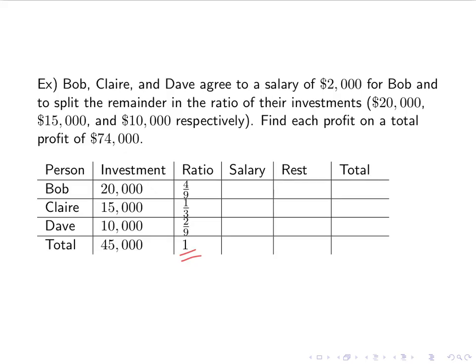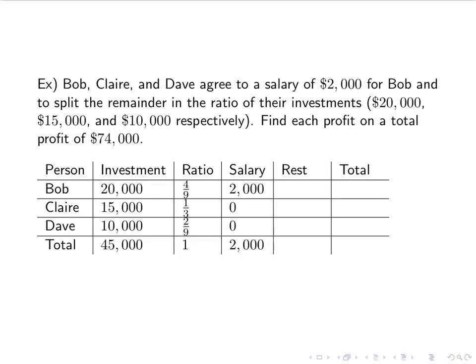So once we found the ratio, the next thing we're going to do is look at the salary. So the salary is 2,000 for Bob, and that's it. So 2,000 for Bob, Claire gets 0 salary, Dave gets 0 salary. The total salary is the 2,000 from Bob. Okay. And then the last thing before the total is the rest or the remainder.